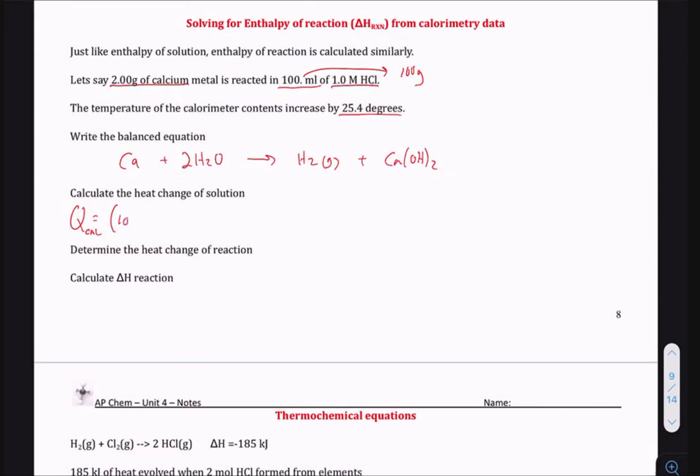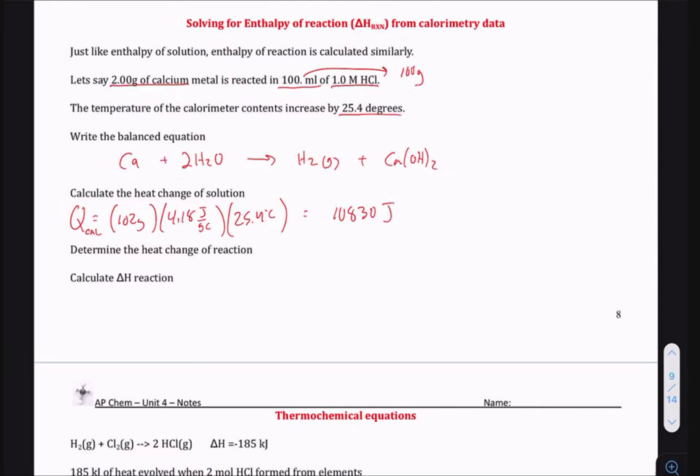So I'm talking about a mass of 102 grams for my solution. And we're going to use water's specific heat because it's primarily water. And the increase in temperature is 25.4 degrees. Okay, so 10,830 joules is what I get.